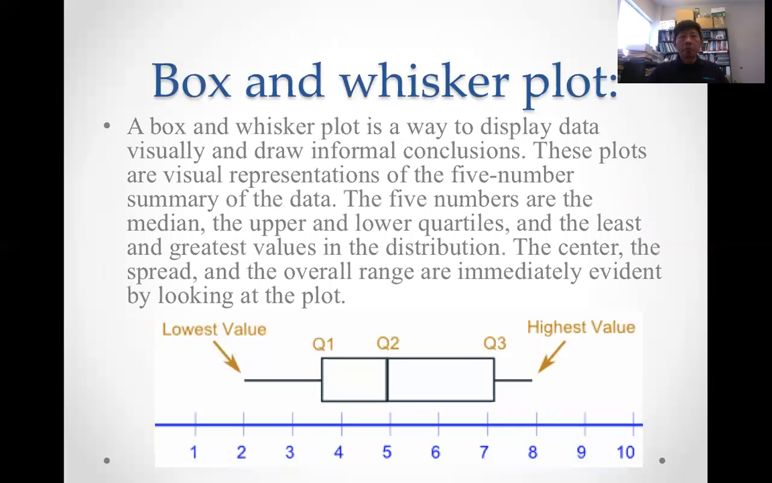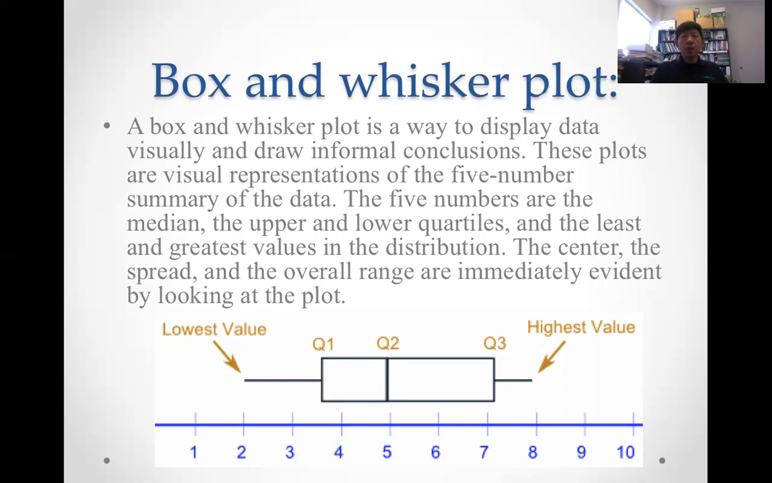Box-and-whisker plot. A box-and-whisker plot is a way to display data visually and draw informal conclusions. These plots are a visual representation of the 5-number summary of the data. The 5 numbers are the median, upper and lower quartiles, and the least and greatest values. The distribution, the center, the spread, and the overall range are immediately evident by looking at the plot.